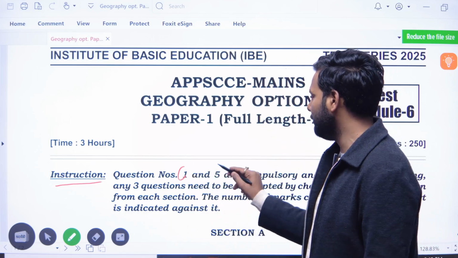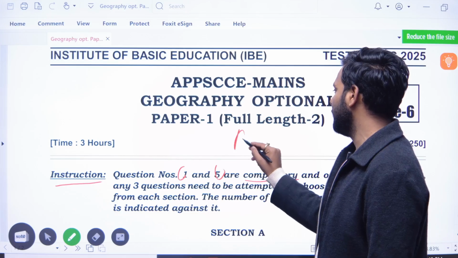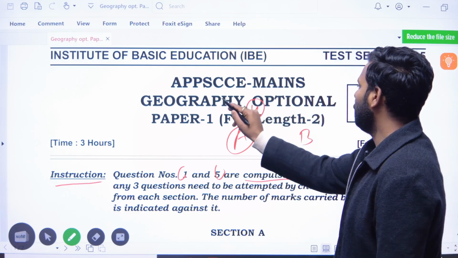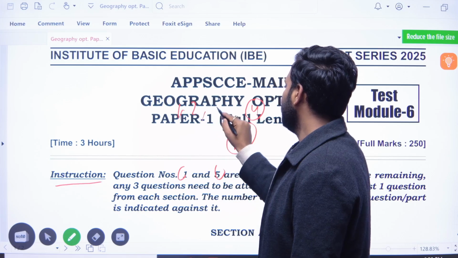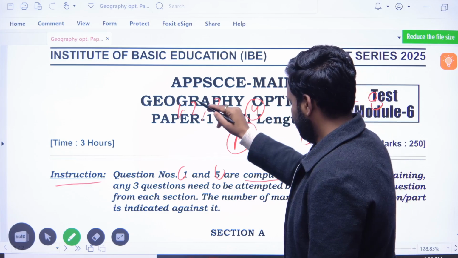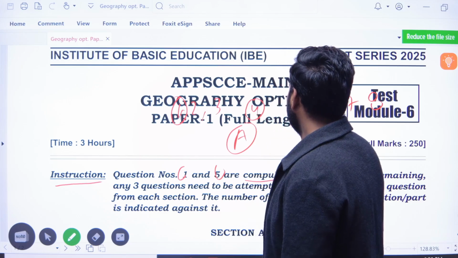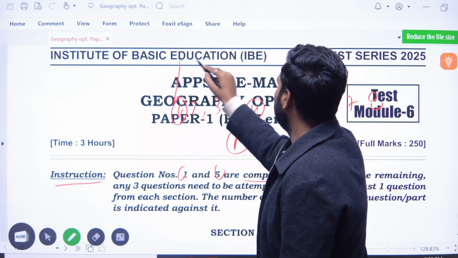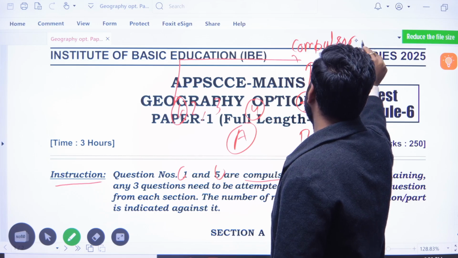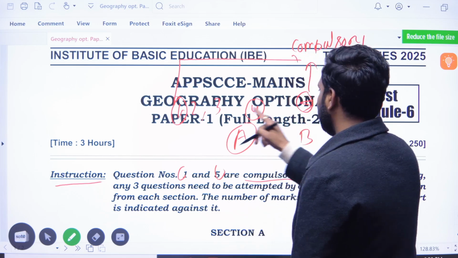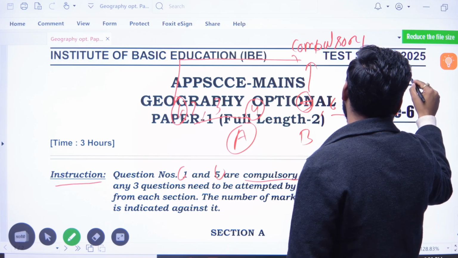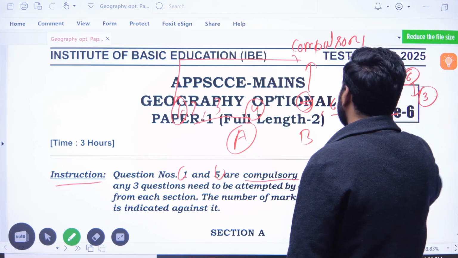Question number 1 and 5 is compulsory. It means we have section A and section B, and each section has 4 questions: 1, 2, 3 and 4, and here 5, 6, 7, 8. 1 and 5 are compulsory, and of the remaining 2, 3, 4, 6, 7, 8, you have to attempt 3.